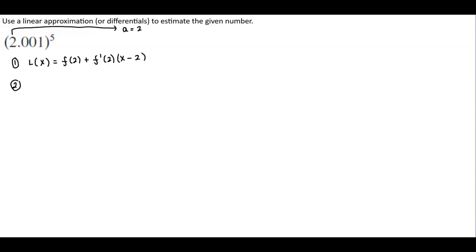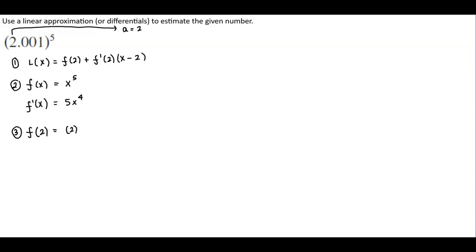Now we need to look at a function. What is the function? Well, x is 2.001 raised to the fifth power, so f of x is going to equal x to the fifth. The derivative of that function, f prime of x, is going to equal 5x to the fourth. So we want to find f of 2.